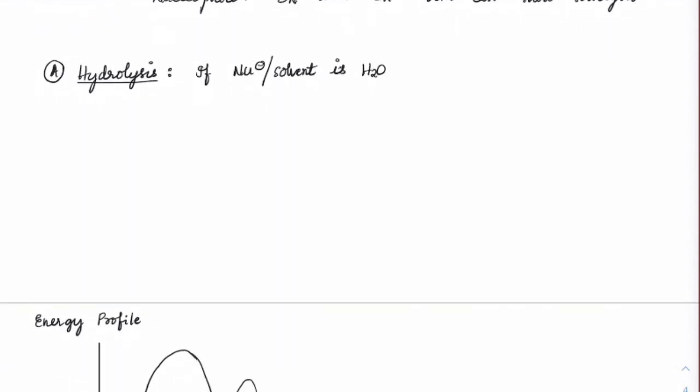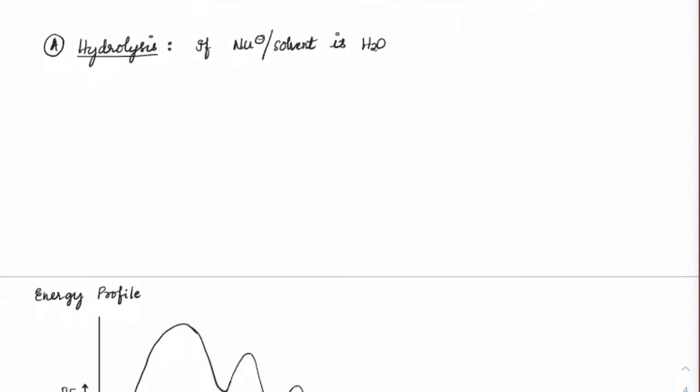So first one is hydrolysis. Hydrolysis means where water is acting as a nucleophile. Please understand the difference between hydration and hydrolysis. Whenever the word lysis is used, there has to be a breaking of a bond. Check this out. If the nucleophile or solvent is H2O, then what would happen? Keep writing with me.